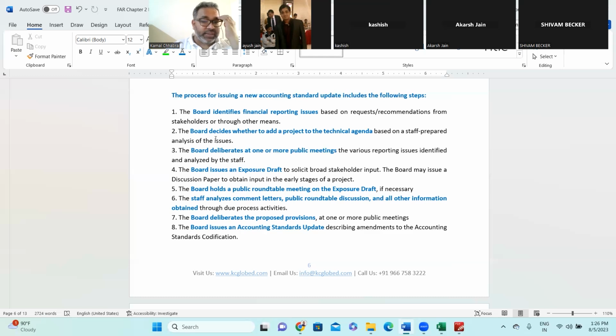Sixth is staff analyze the comment letter, like all the responses, roundtable discussion, they do internal analysis and do the due process for the respective activity. And then they deliberate on the respective provisions. And again, if needed, they do one more public meeting where they discuss the deliberation based on all the inputs they have received. And then finally, board issue accounting standard update to describe as an amendment in accounting standard codification. But if you are making a new ASC, then it go to the Congress for approval.